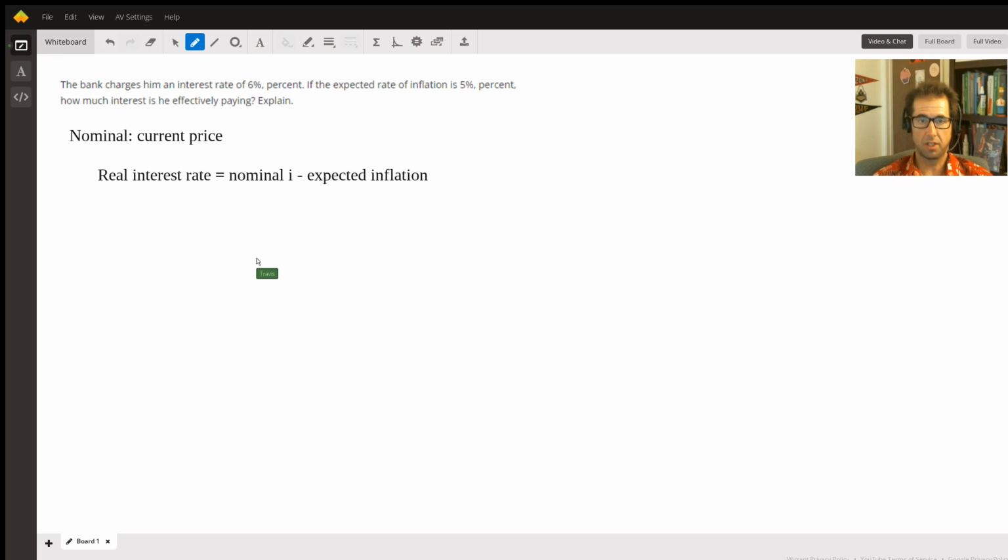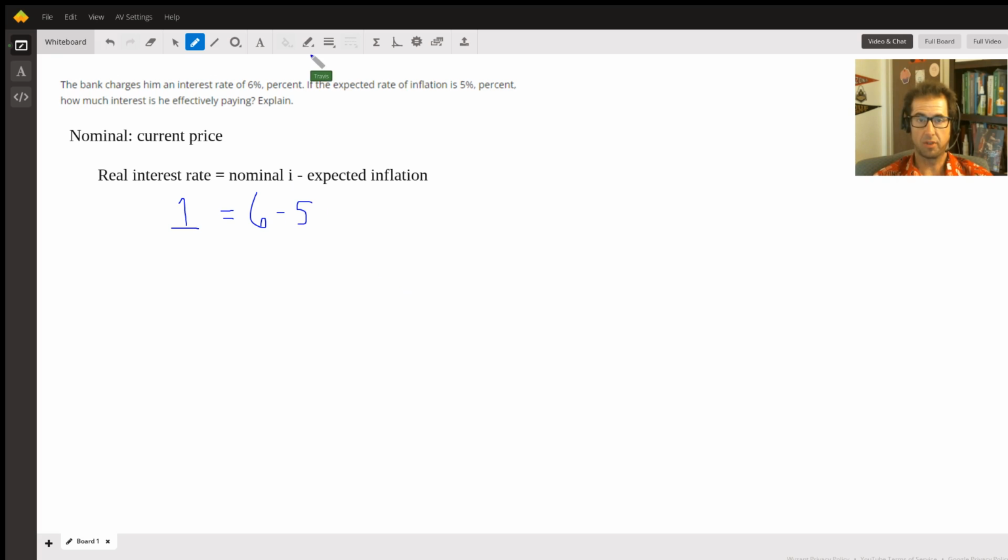So in this particular problem, the nominal interest rate is 6, the inflation rate is 5. So effectively, the real interest rate is 1%. That's what this person is going to pay, in real terms, we say.